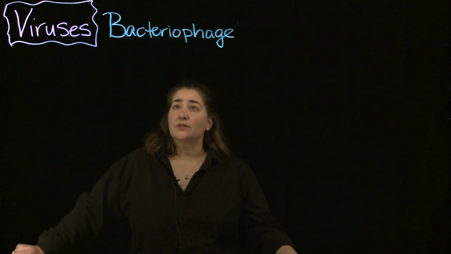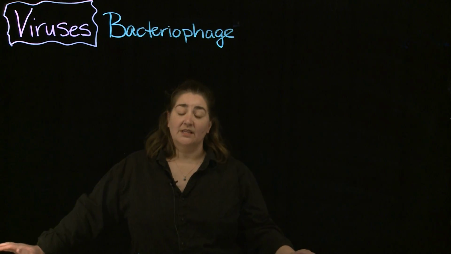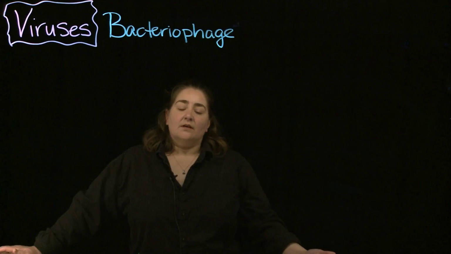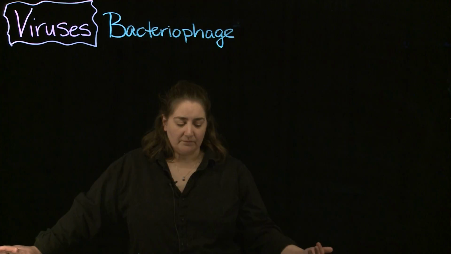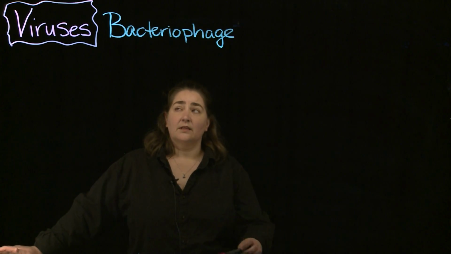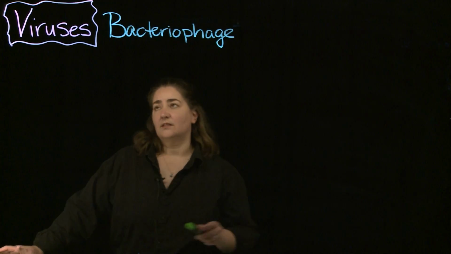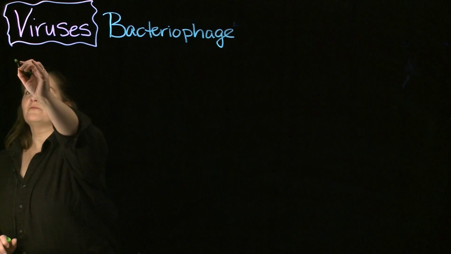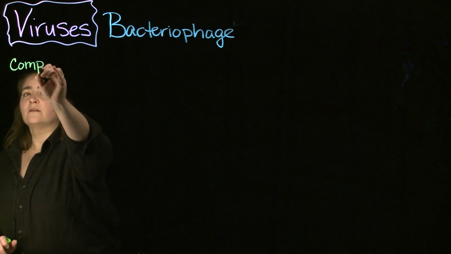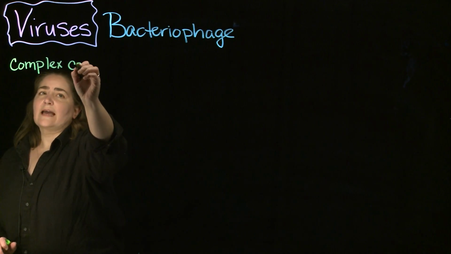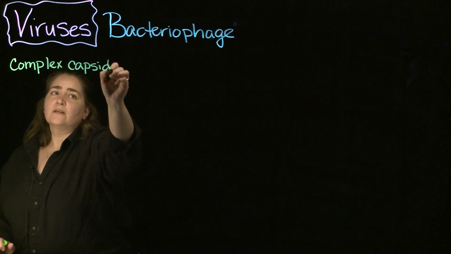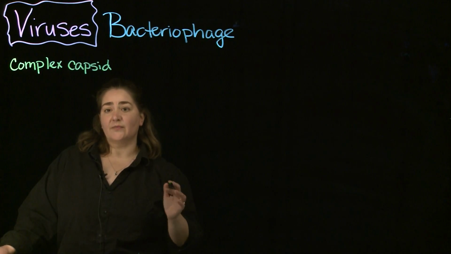All right, so next we're going to discuss bacteriophage. In the last video I told you there were two types of capsids associated with viruses that infect mammalian cells. Those are the helical and the isohedral capsids. The capsid that is associated with bacteriophage is considered a complex capsid. The complex capsid is seen just with the bacteriophage.